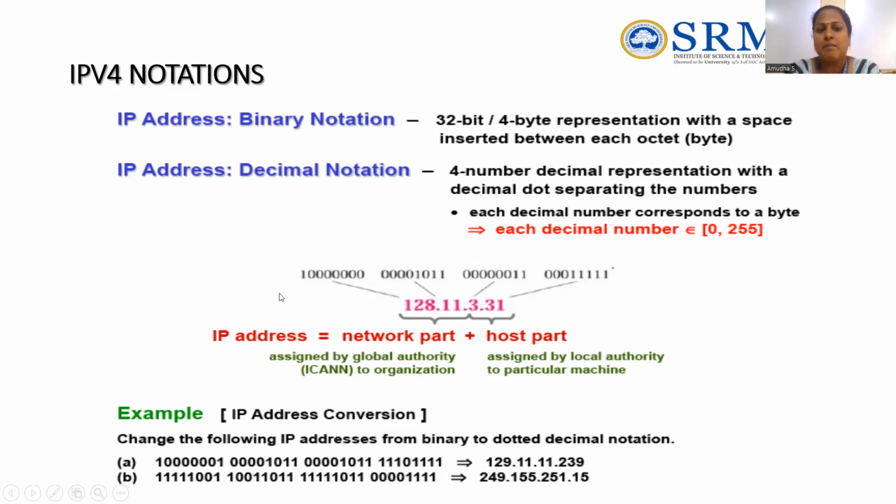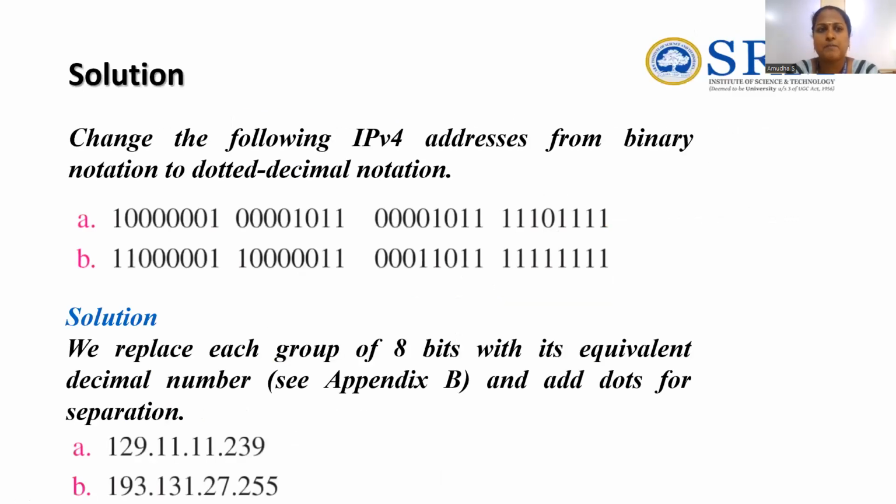When you take any IP address, it is a combination of a network part and a host part. The network part is assigned by the global authority, whereas the host part is assigned by the local authority of the organization. We can change the IP address from one notation to another. In the coming slides, I will brief about that. So now consider the problem: change the following IPv4 addresses from binary notation to dot decimal notation.